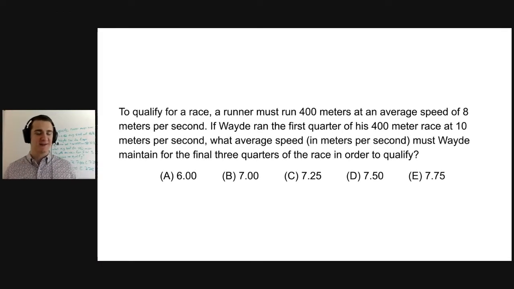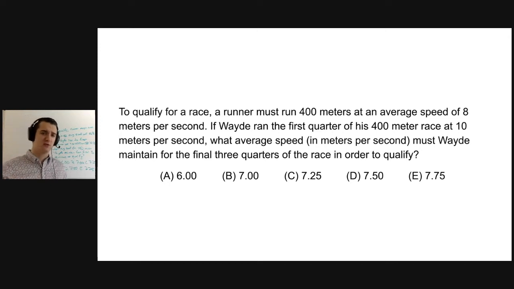All right, so let's take a look at this one together. The question asks, it says, to qualify for a race, a runner must run 400 meters at an average speed of 8 meters per second. If Wade ran the first quarter of his 400-meter race at 10 meters per second, what average speed in meters per second must Wade maintain for the final 3 quarters of the race in order to qualify?